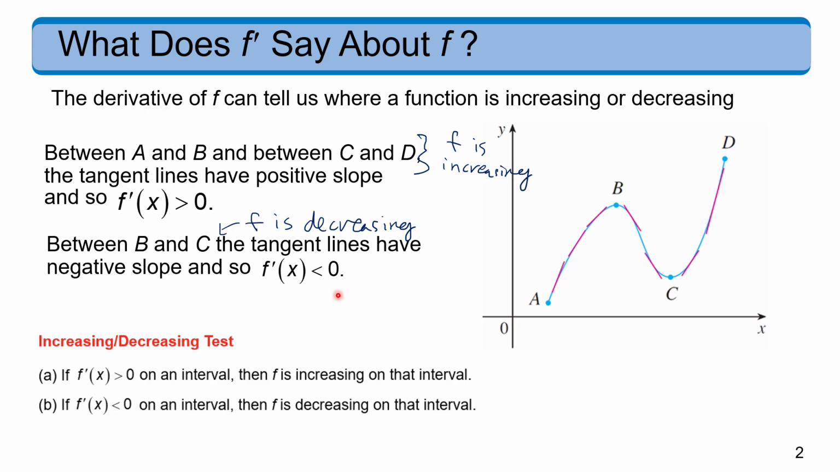So based on this observation, we can connect f prime being positive or negative to the function itself being increasing or decreasing. So here's that summary of that observation. If f prime is positive over some interval, then f is increasing on that interval. In the second part, if f prime is negative on some interval, then f is decreasing on that same interval.